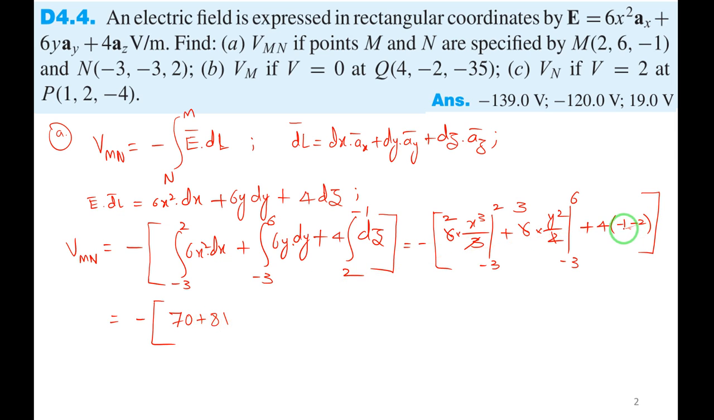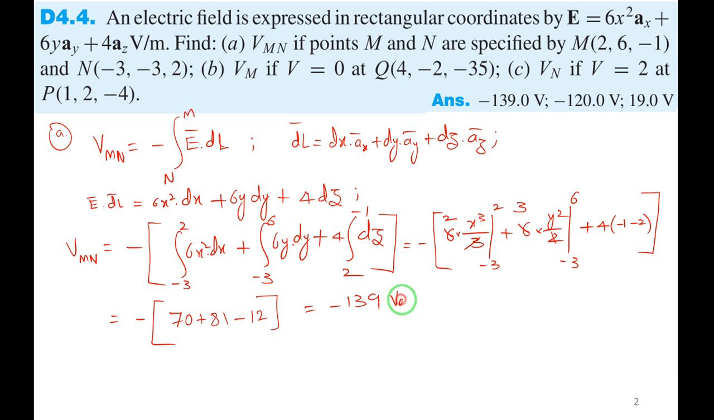Then the third one: minus 1, minus 2, right? Minus 3. Minus 3 into 4, so minus 4 3 is 12. So calculate this: 70 plus 81 minus 12. I am getting 139, but this minus sign is there, so minus 139. This potential difference is measured in volts.